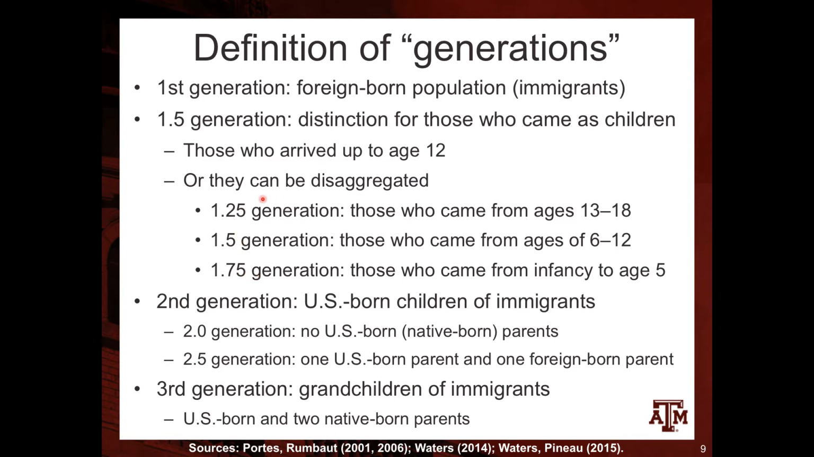Whether we subdivide them into 1.25th, 1.5th, and 1.75th depends on whether we have information about the age that they arrived in the country of destination, and also whether we have enough people that can be classified within the subgroups. Because if our sample is really small and we don't have enough people to be counted in these subgroups, we usually just classify them as 1.5th generation.